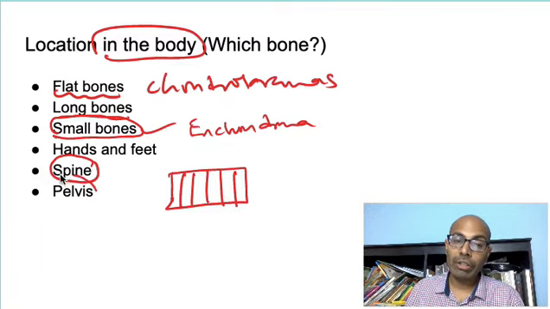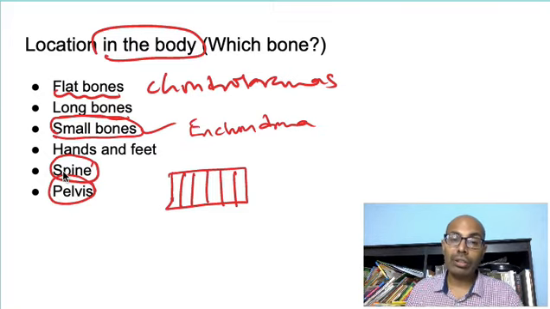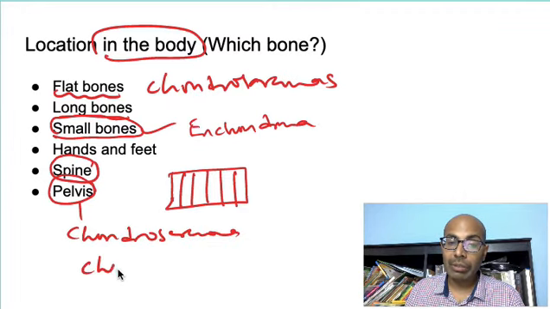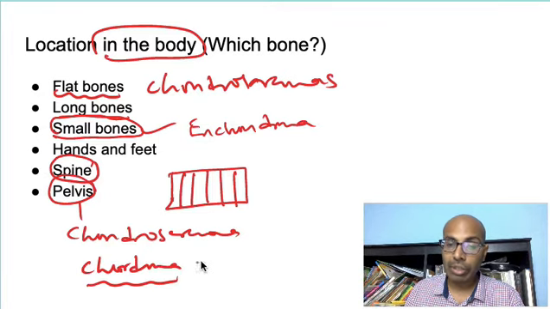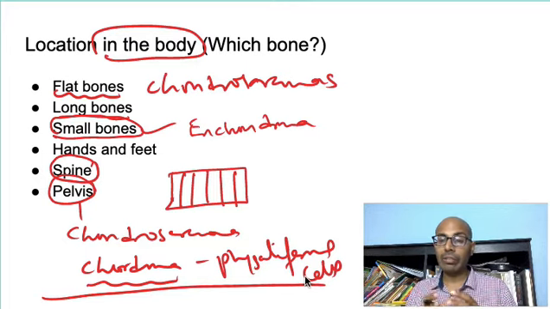In the pelvis, you have multiple common tumors because in the flat bone, chondrosarcoma is common. Then you also can have chordoma, which is an extremely malignant tumor, and which has a pathognomonic feature. What is it called? Physaliferous cells. Physaliferous cells.